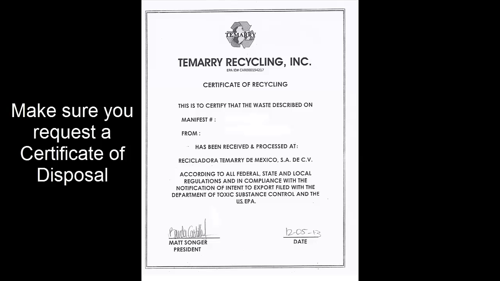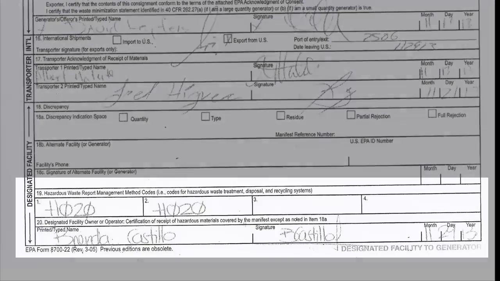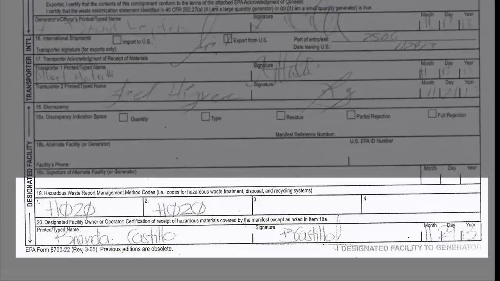Now, not all facilities will actually send you a certificate, so it's a good idea to request one at the time of disposal. They will send the hazardous waste manifest back to you, signed, and with the codes that they've used to dispose of your waste at the base of the form. You should then match the facility's manifest up with your original manifest and place it into a closed file. Make sure you also place the certificate of disposal in there also.